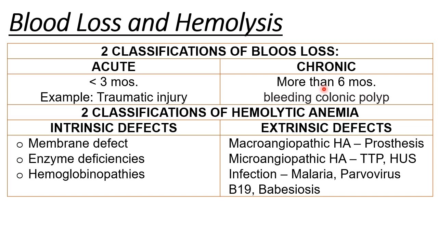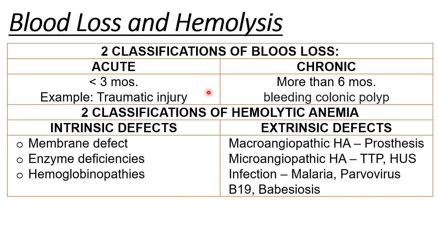Ano yung mga condition na pwede natin i-classify under chronic blood loss? Yung mga nagbi-bleed na colonic polyp from colon cancer, no? Back in AUBF, ano ang test natin para malaman if meron tayong or probably meron kayong bleeding colonic polyp, 'di ba? Fecal occult blood test, no? FOBT. Ginagamit natin yan routinely in fecalysis.